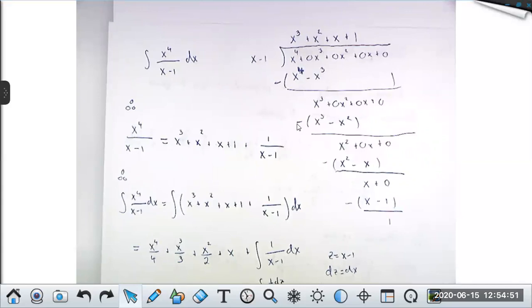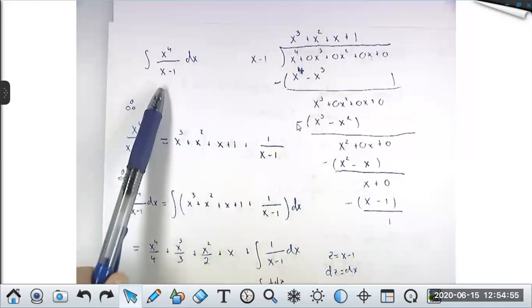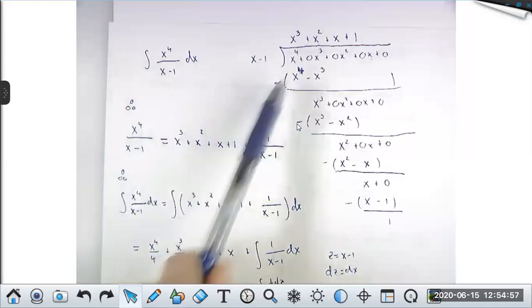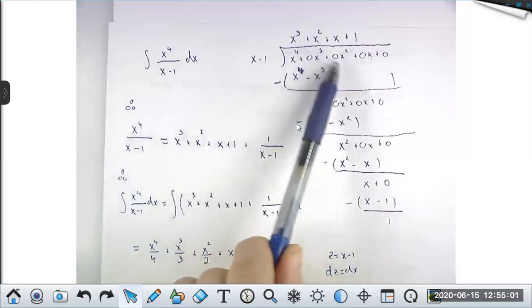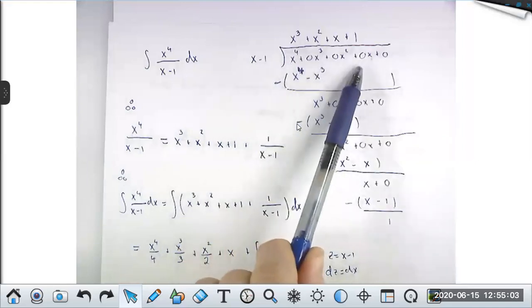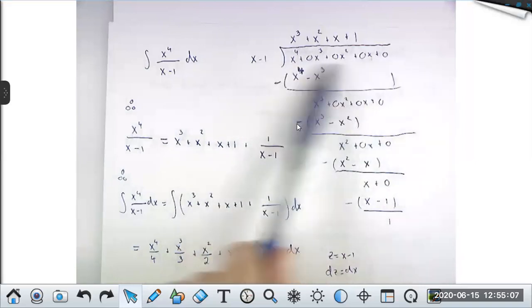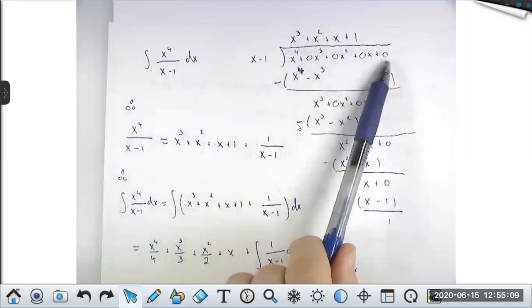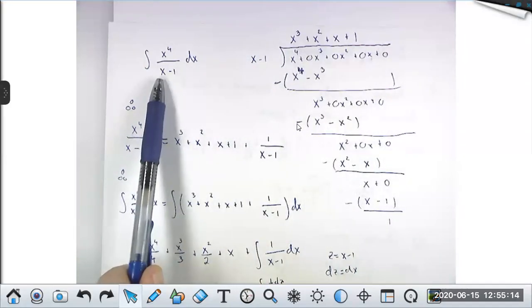The first part here was long dividing this top by this bottom. To do that, I wrote x to the 4 as x to the 4 plus 0x cubed plus 0x squared plus 0x plus 0. So this is my numerator, just written out in standard polynomial form with all the missing terms inserted. And over here I write my denominator, the thing I'm trying to divide by.